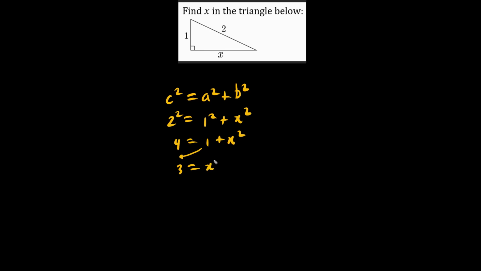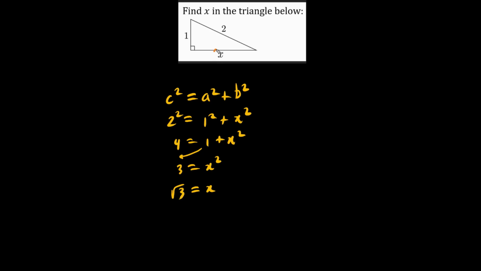Recall that c squared equals a squared plus b squared, the Pythagorean theorem. Your c value is your hypotenuse, the longest side, which is 2. So 2 squared equals 1 squared plus x squared. 4 equals 1 plus x squared. Subtracting 1 from both sides, we get 4 minus 1, which is 3, equals x squared. Taking the square root of both sides, we have x equals the square root of 3.